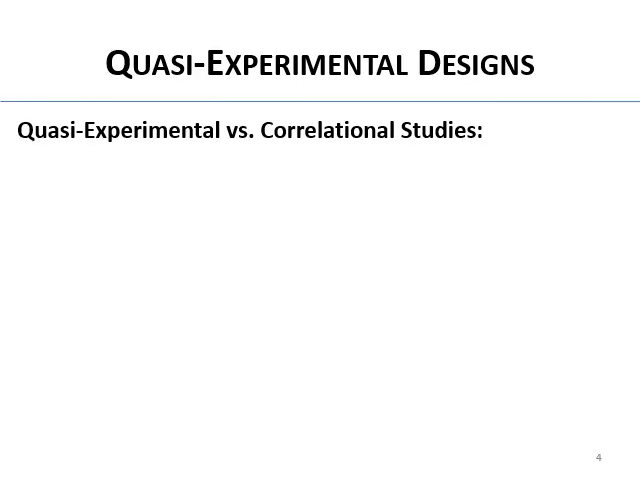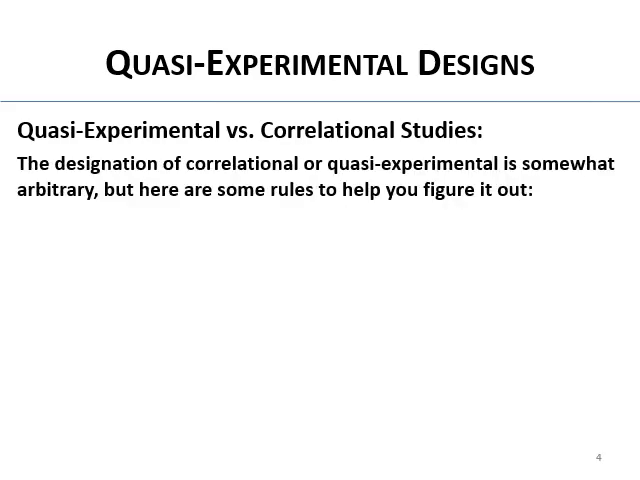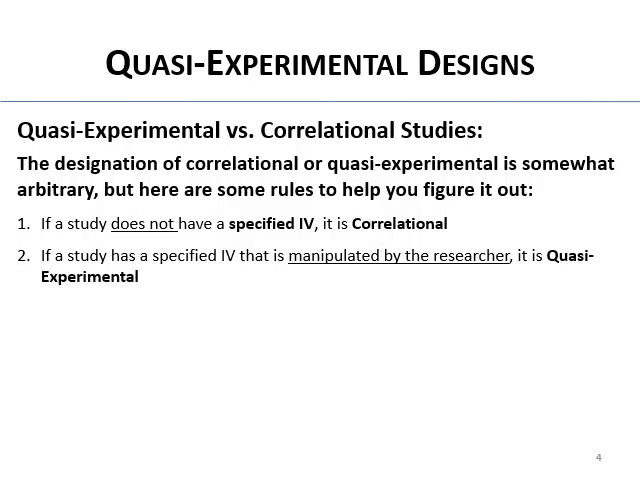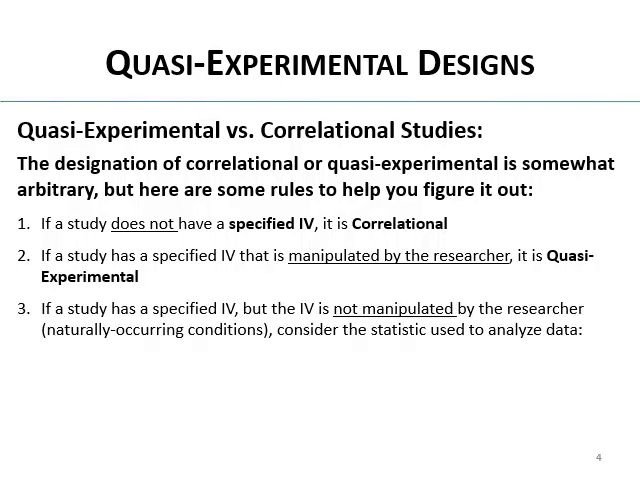So how do you know if you've got a quasi-experiment versus a correlational study? It's pretty hard. The designation of whether it's a correlational or quasi-experimental design is kind of arbitrary, but there are some rules I came up with to help you figure it out. If a study does not have a specified IV, right, it's just looking at the relationship between two variables, or regression or something, it's correlational. If a study has a specified IV that's manipulated by the researcher, it's clearly quasi-experimental.